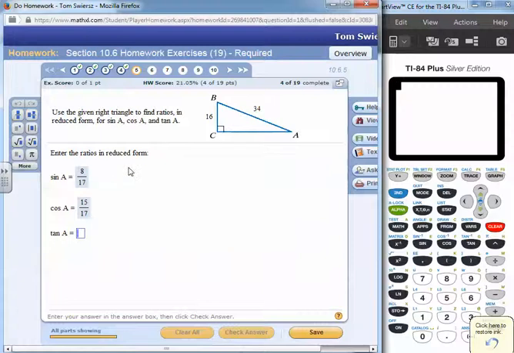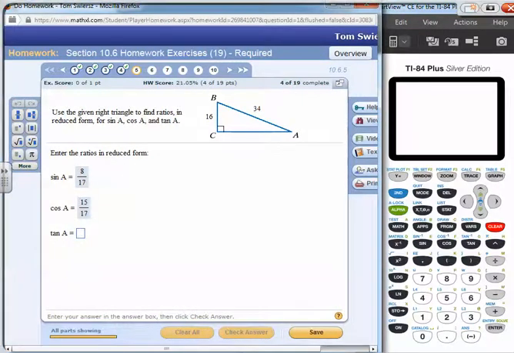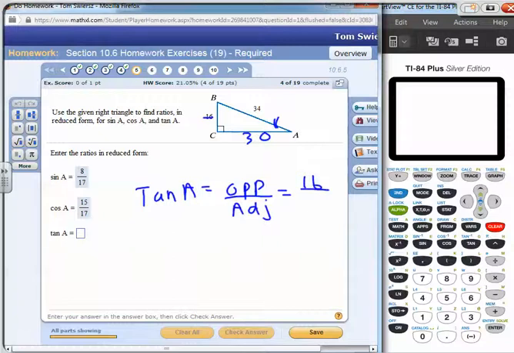And tangent of angle A. Okay, and again, remember by the Pythagorean theorem, this side is 30, so tangent of angle A is the side opposite over adjacent. So with respect to angle A here, the side opposite is 16 over the adjacent side next to it is 30, and 2 goes into both, 8 over 15. So in reduced form, tangent will be 8 over 15.